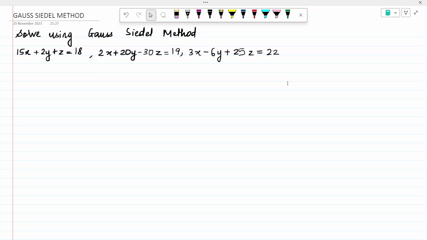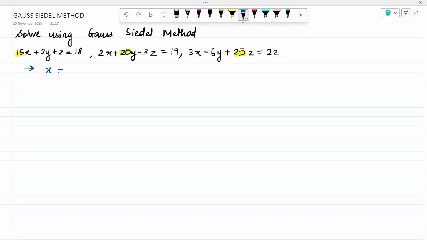गॉस सीडल वाला ये क्वेश्चन देख लेते हैं. गॉस सीडल कब अप्लाई कर सकते हैं आप? गॉस सीडल या गॉस जैकोबी दोनों के लिए आपको डायगोनल डोमिनेंट मैट्रिक्स चाहिए. ओके, लेट मी जस्ट चेक दिस क्वेश्चन बिकॉज मुझे यहाँ पे 30z भी दिख रहा है. एक मिनट, I think I made some mistake in copying the question. Okay, it's not 30z, it's 3z. Yeah. So if it was 30z, तो ये question गॉस सीडल से सॉल्व नहीं होता था. Okay, so it is 3z here. Fine. Diagonal dominant है question.